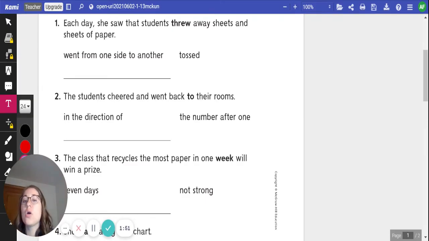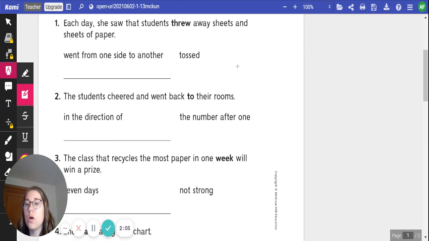Okay, we're going to go over some homophones. We're going to read our sentences and then highlight our definitions for each of the bolded words. Number 1, each day she saw that students threw away sheets of paper. Here we have our bolded word, which is threw, T-H-R-E-W. We're trying to figure out what that word meant.